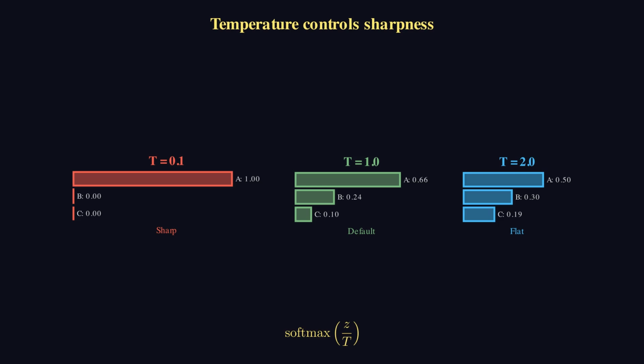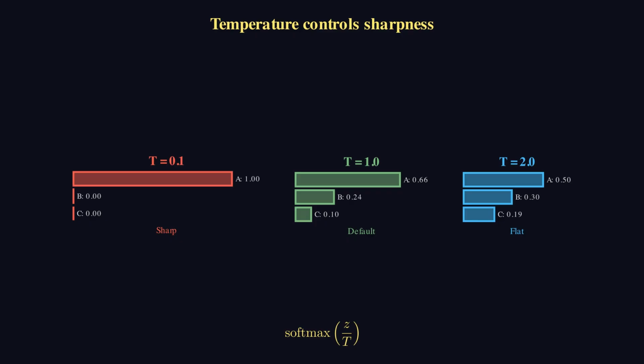It amplifies differences. The gap between logits 2 and 1 is just 1, but the gap between their exponentials is 7.39 versus 2.72, a ratio of 2.7. The exponential makes the model more decisive. Big logits dominate. This is controlled by a parameter called temperature.